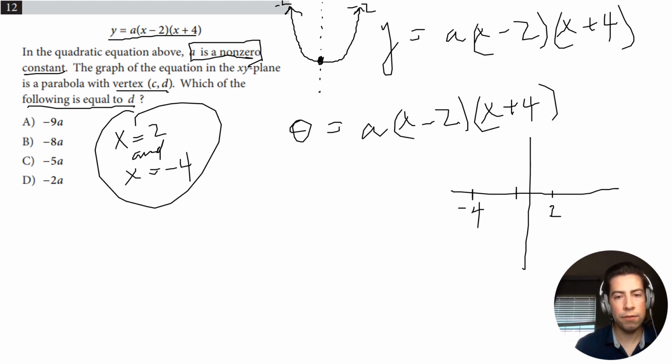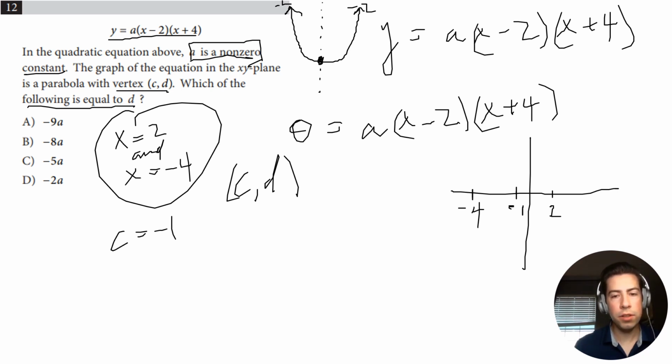For the midpoint, I'm going to do 2 plus negative 4, and divide by 2. That's going to be negative 2 divided by 2, so I'm going to get negative 1. So our middle point is going to be negative 1. Remember, the vertex is going to have this form c, d. So now I know what c is. c is going to be negative 1, so c equals negative 1.